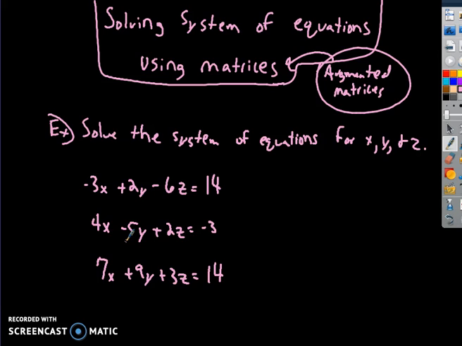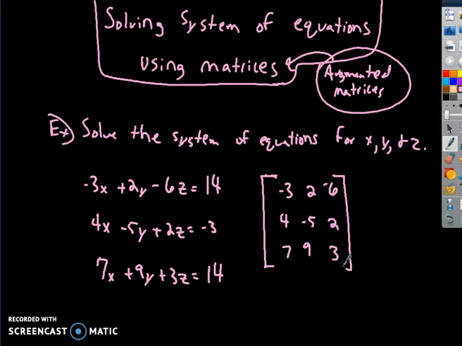The way we use matrices is we take all the coefficients, the numbers in front of the variables, and make one matrix with them. The first row is going to be -3, 2, -6. The second row is going to be 4, -5, and 2. And the next row is going to be 7, 9, and 3.